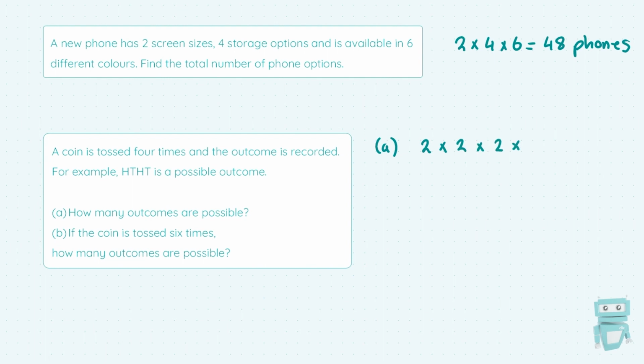And I'm doing it 4 times, so I'm going to multiply 2 by itself 4 times here. Why are there 4 2s? Well, there's 4 events, there's 4 times we're tossing the coin. And why am I using the number 2? There's 2 possibilities, a heads or a tails.